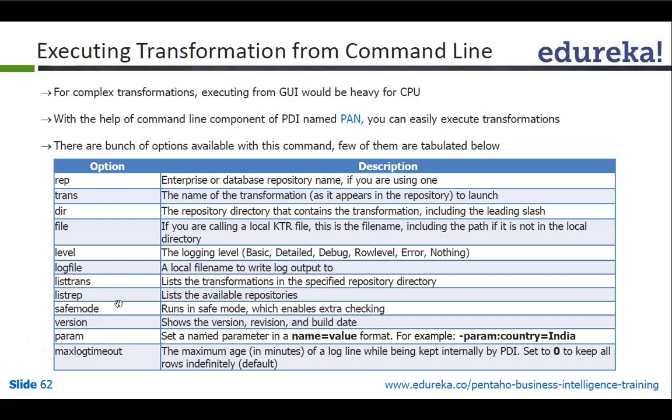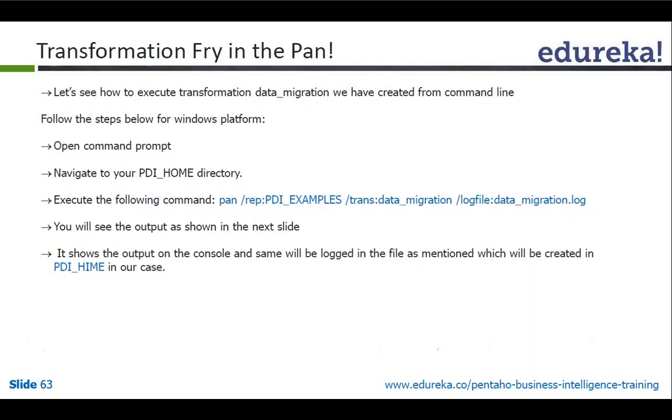Safe mode, again, whatever is there in the launch dialog, those few features are available here. You can run in safe mode, which enables extra checking. Then version, what is the version of my PDI, so that you can check. You can supply parameters using this -param, then param name equal to param value. Max log time output, so how much logging you want to enable.